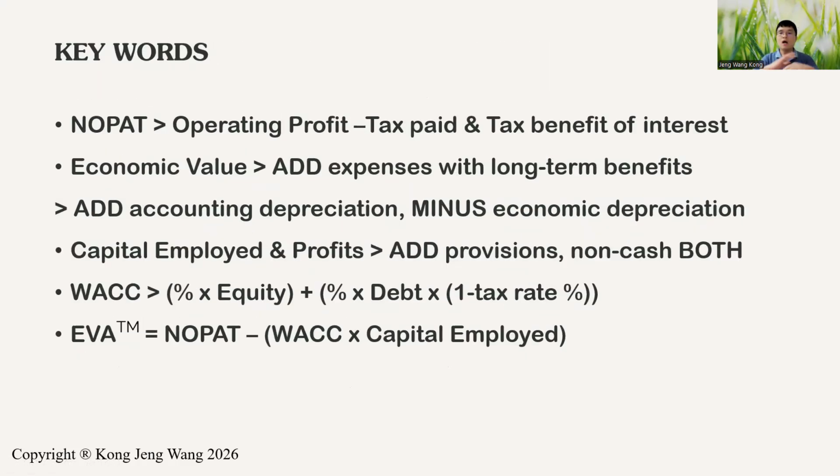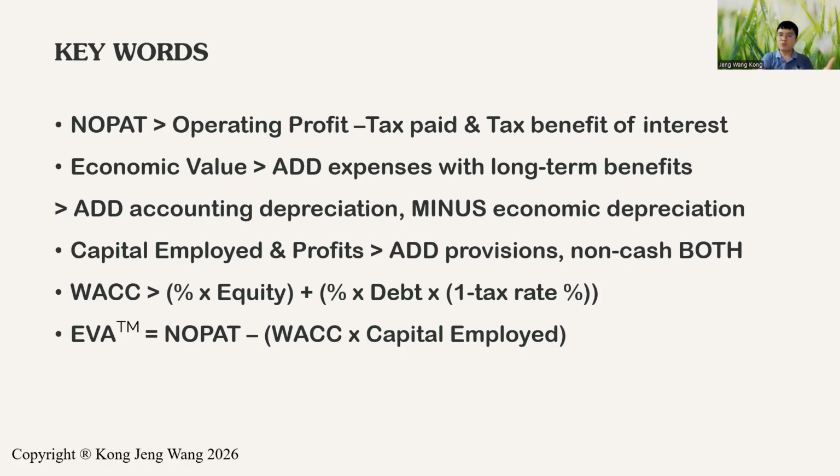Okay, keywords. NOPAT. So operating profit. If let's say the question starts from the operating profit, very important, you need to take note. Tax paid you must minus from the operating profit, as well as the tax benefit of interest. That means you take the interest expenses and the tax rate, and multiply that figure in order to minus out the tax benefit of interest.